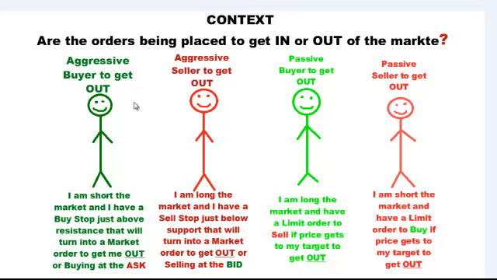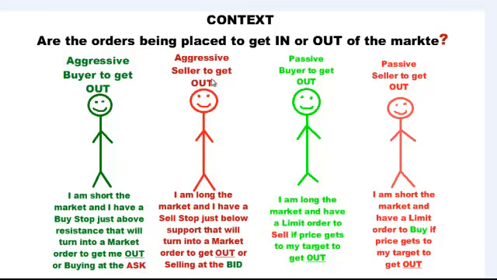An aggressive buyer to get out. I'm short the market, for example, and I have a buy stop just above resistance that will turn into a market order to get me out, or buying at the ask. Paying up to this guy here, what he's asking to get out. This seller here is willing to get him out of the market if it hits his stop. So at any price, really, he's willing to get out because it turns into a market order, and it's going to hit the ask most likely nearly 100% of the time when a stop market order gets hit.